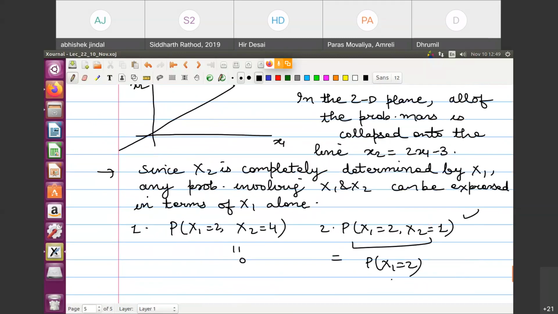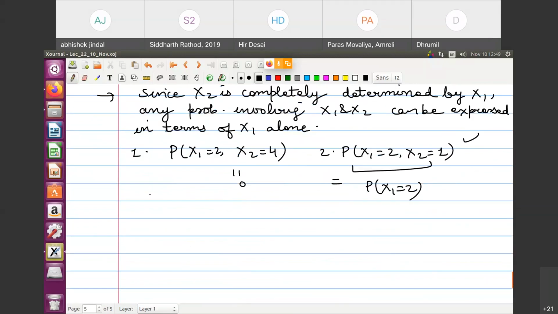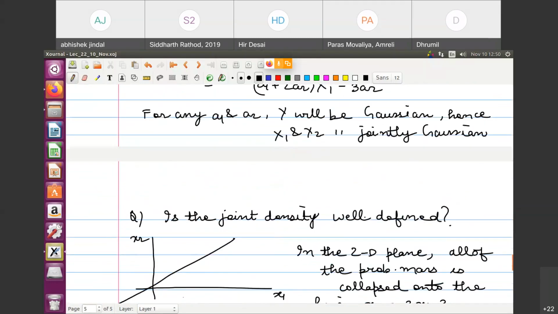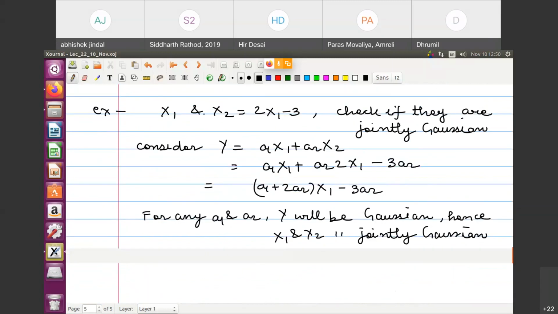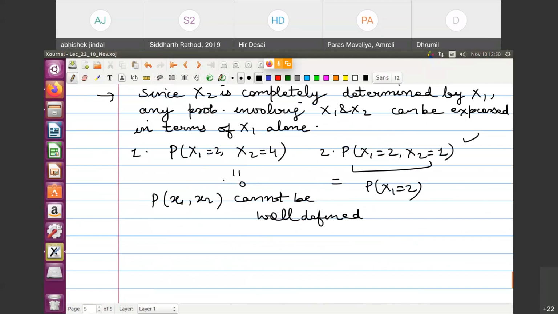So in such cases, this joint density cannot be defined. P of x1 comma x2 cannot be well defined. Why? Because there is a sort of correlatedness or dependence among the two random variables, and this dependence is deterministic, a direct relation. One can be obtained in terms of the other.